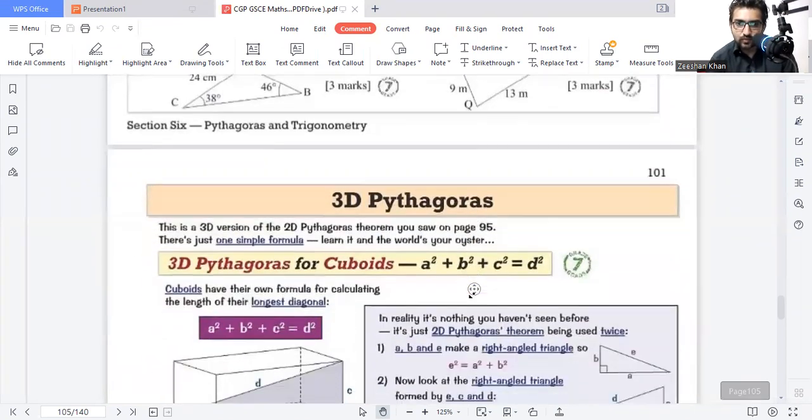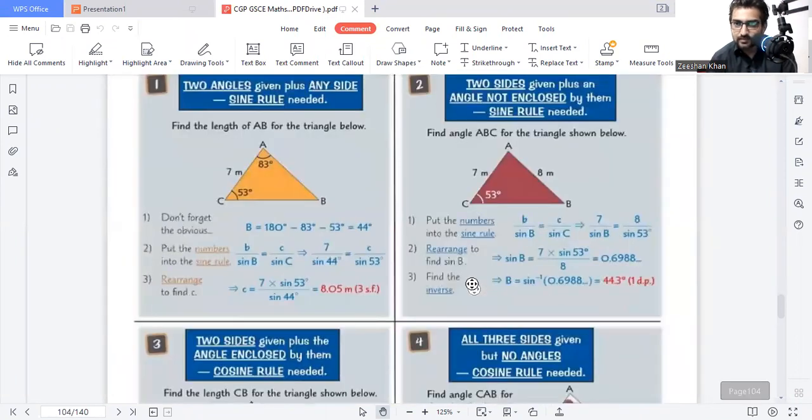In the next lesson, we will then go with 3D Pythagoras. I hope that is clear. Thank you.